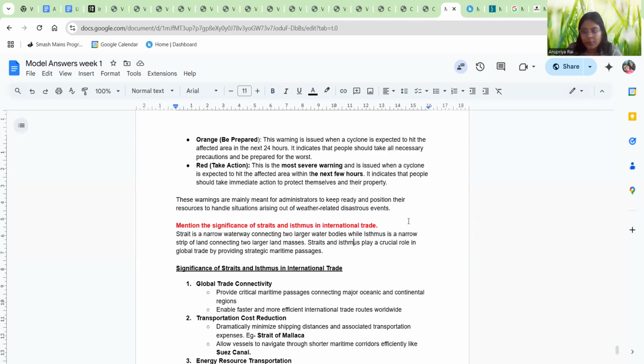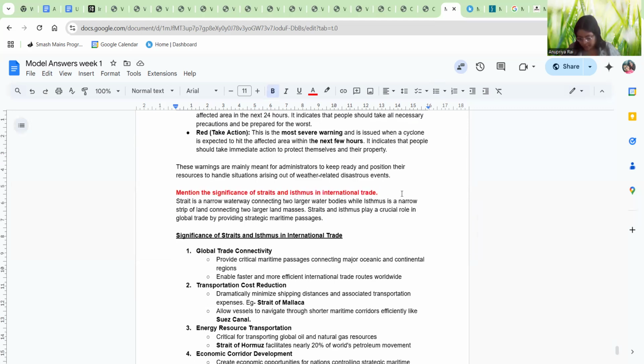Now the third question is a 15 marker. Again it's a PYQ, which is: mention the significance of straits and isthmus in international trade. Plain and simple as it is. You know a lot of straits, you know a lot of isthmus. So firstly, you'll be defining strait and isthmus. What are straits, what are isthmus?